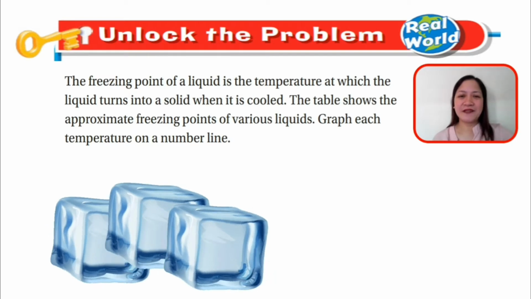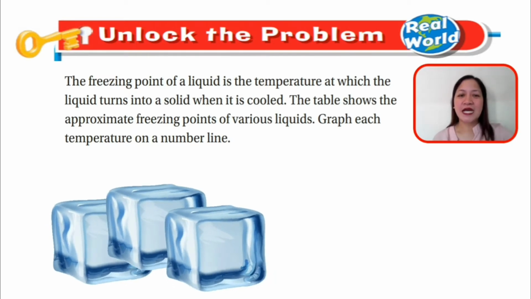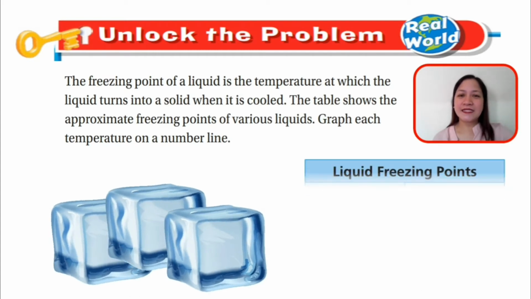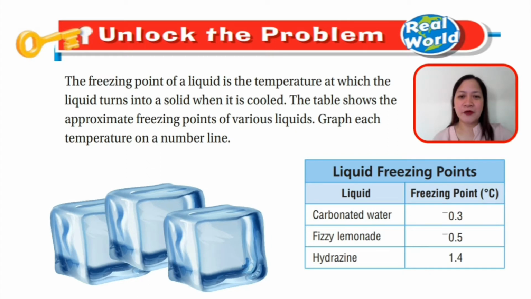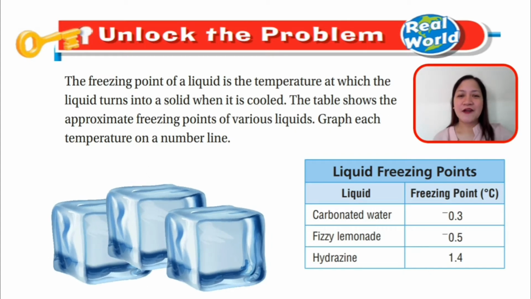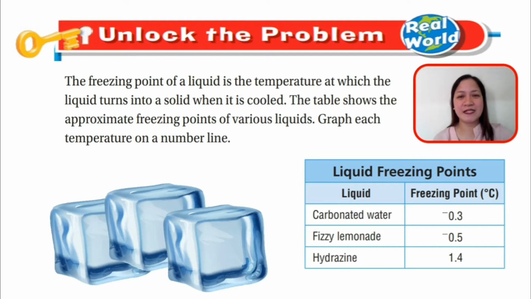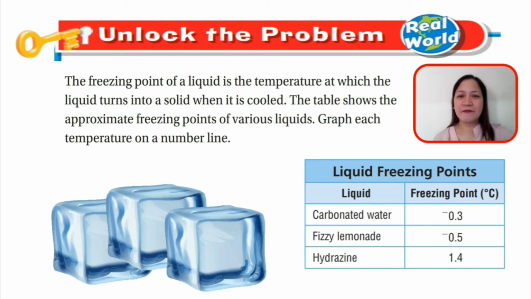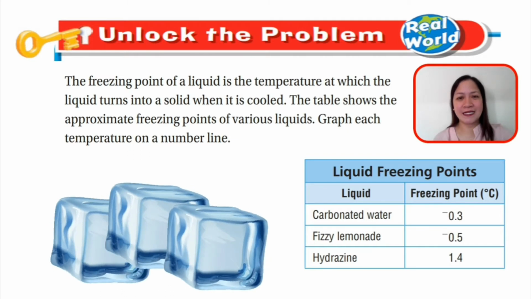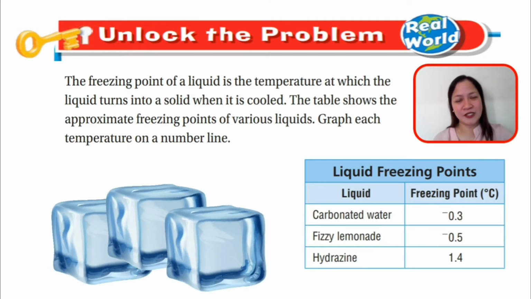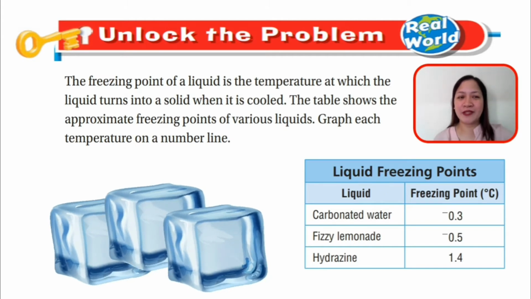The freezing point of a liquid is the temperature at which the liquid turns into a solid when it is cooled. The table shows the approximate freezing points of various liquids. Graph each temperature on a number line. So for the carbonated water, the freezing point is negative 0.3 degrees Celsius. For the fizzy lemonade, the freezing point is negative 0.5 degrees Celsius. And for the hydrazine, the freezing point is 1.4 degrees Celsius.